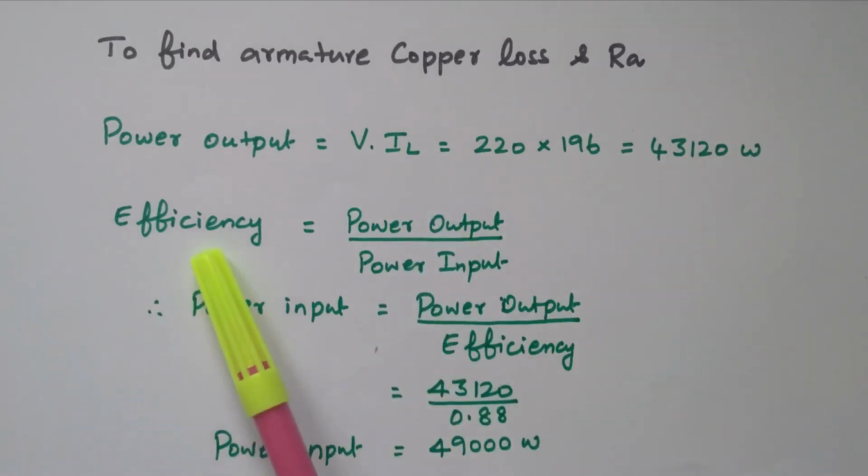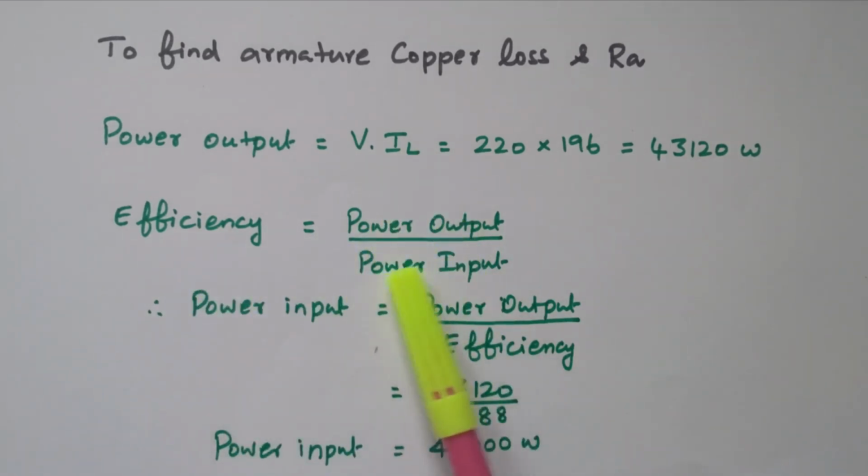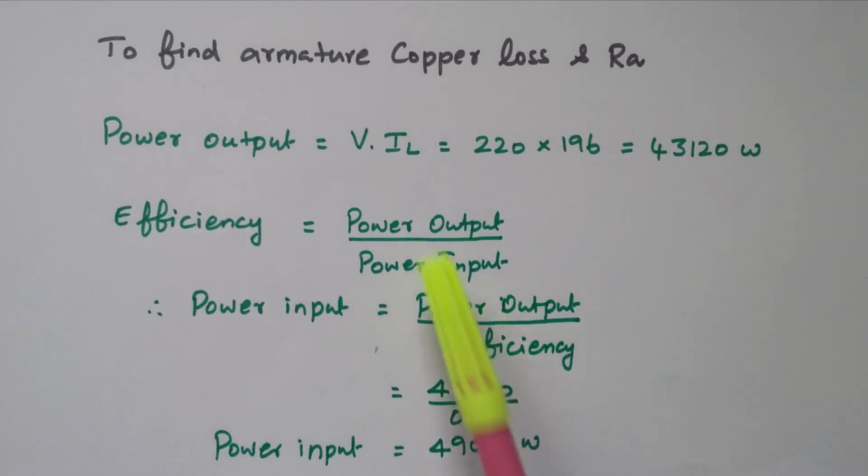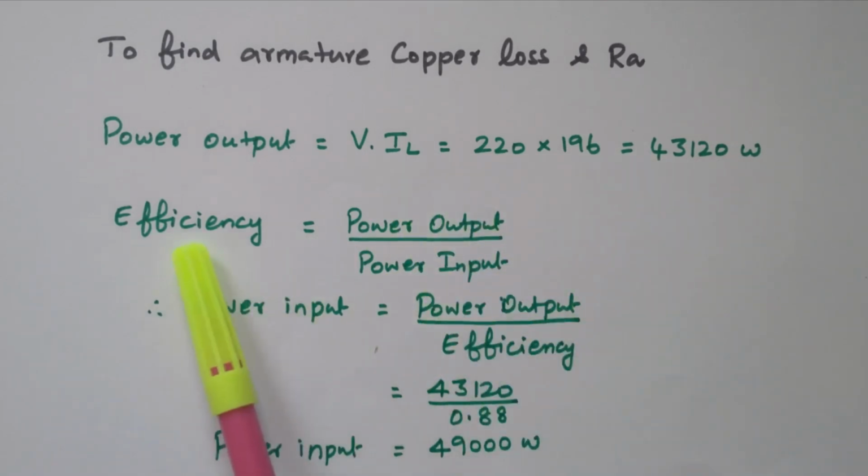So what is the efficiency? It is power output divided by power input. So the power output is available and the efficiency is also given, so that we can calculate the power input. What is the input power? We need to interchange this. So power input equal to power output divided by efficiency. By rearranging that, we can calculate power input.